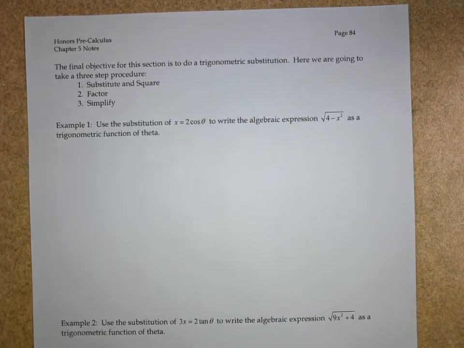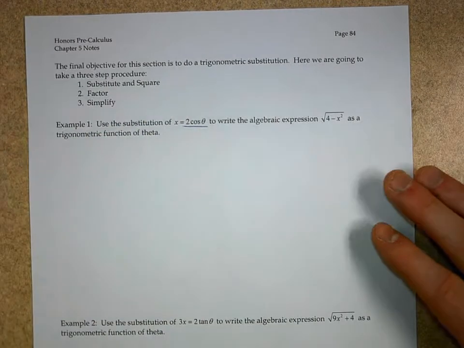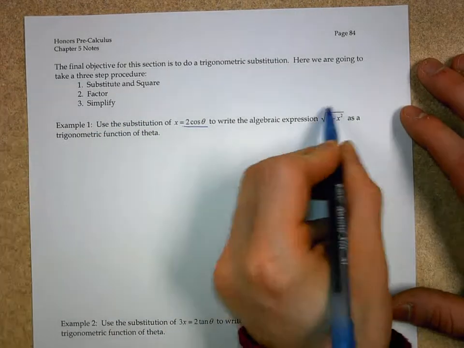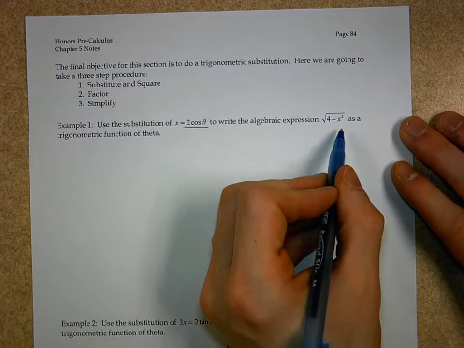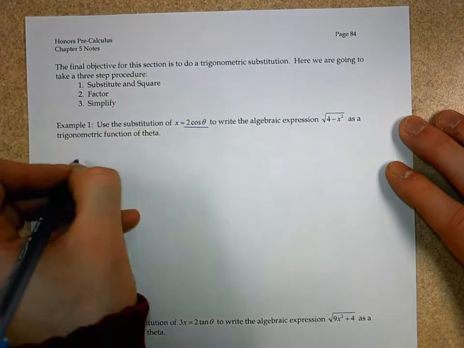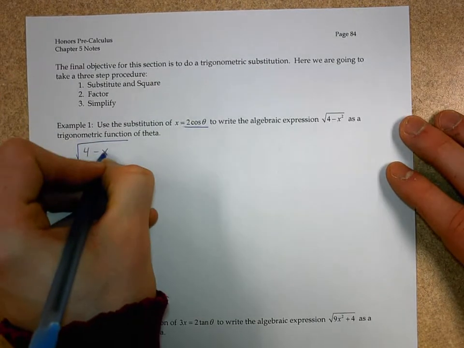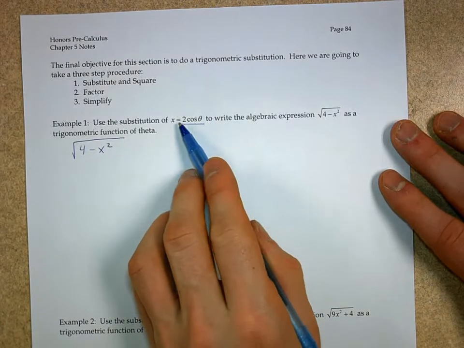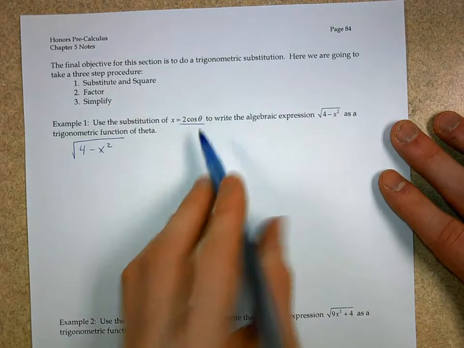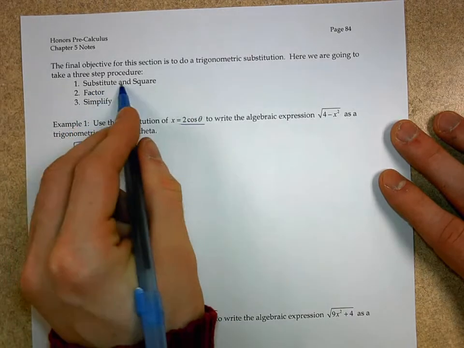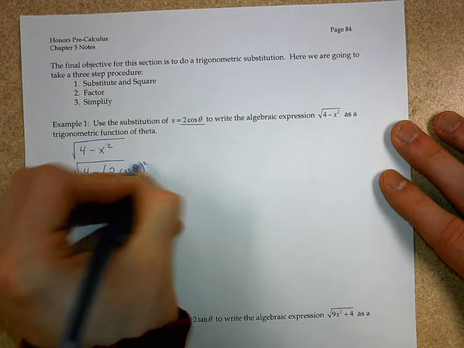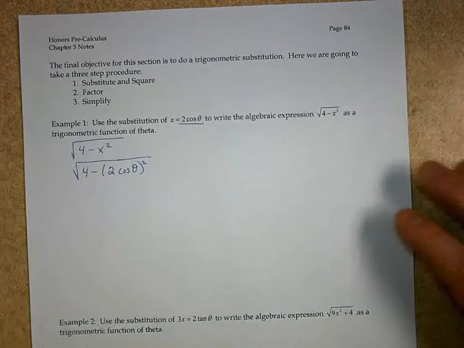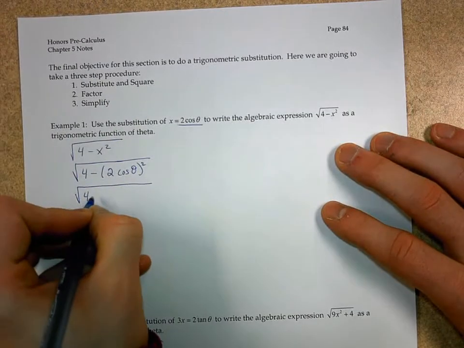So right here we're going to use trig substitution, where x is equal to 2 cosine of theta, to write this algebraic expression, square root of 4 minus x squared, as a trigonometric function of theta. Basically what I'm saying here is I want my final answer to have trig and thetas in it instead of x's. So I'm starting off with 4 minus x squared. And I know right here x is equal to 2 cosine of theta. So my first step is I'm going to substitute and square. So I'm going to substitute in 2 cosine of theta in place of x. And then I'm going to square that.